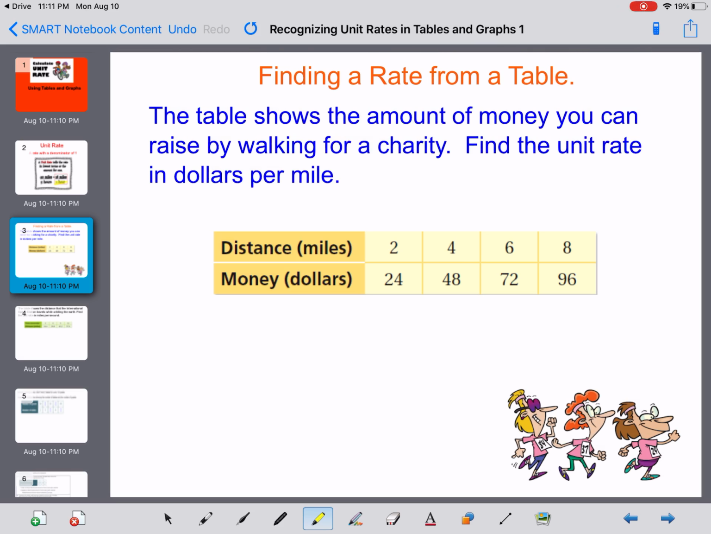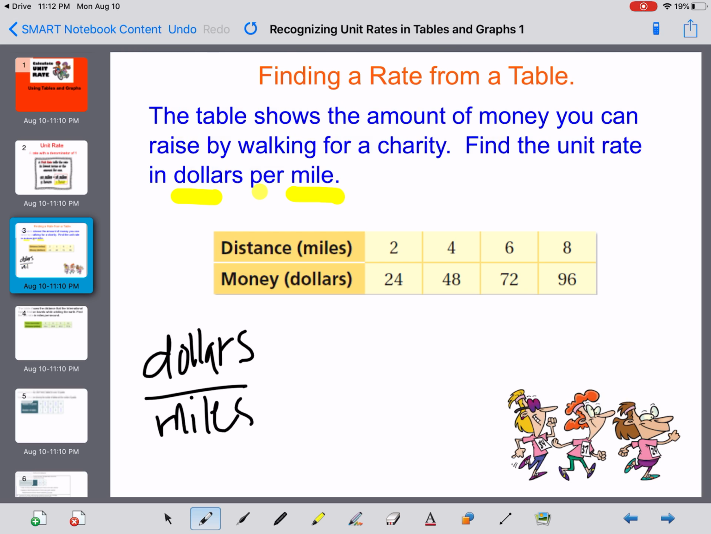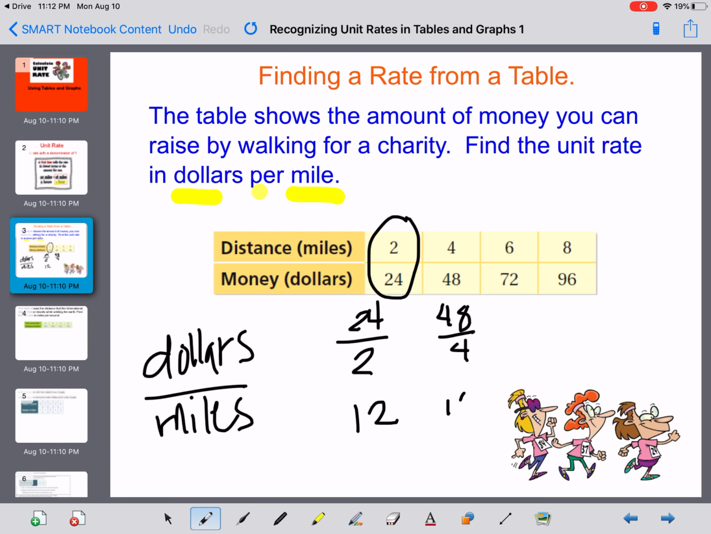Okay, finding a rate from a table. The table shows the amount of money you can raise by walking for a charity. Find the unit rate in dollars per mile. So that means that we're going to divide dollars by miles, and we're going to do that for each of these. My dollars is 24 divided by 2, and I get 12. The next one, the dollars is 48 divided by 4, and we get 12.